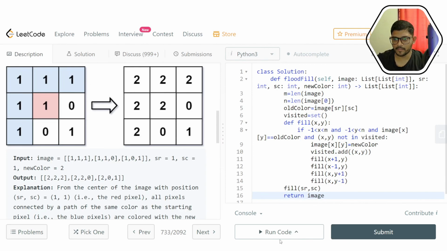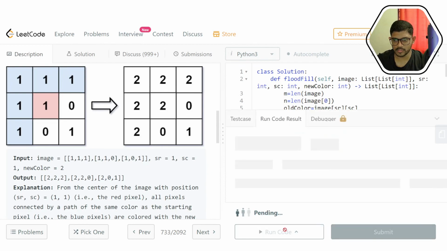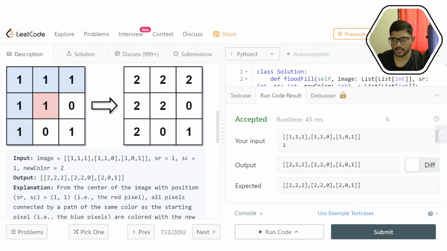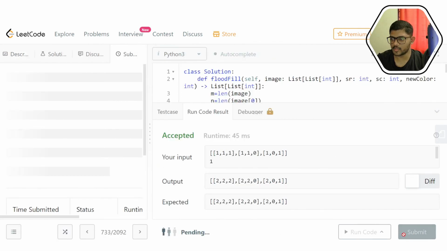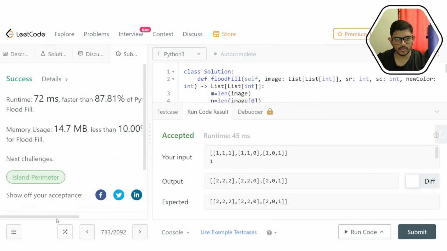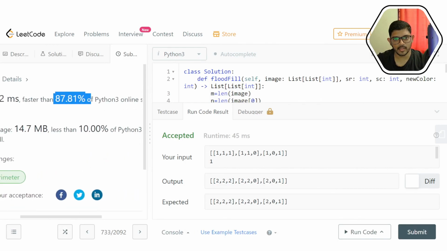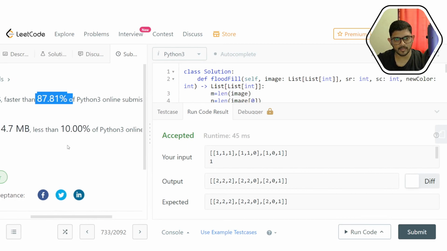So let's run our code to see how it performs. Okay, fine. One test case clear. So let's actually submit the code to see how it performs in all the test cases. Good, our solution is accepted, and our runtime is pretty decent, just that the memory usage is not very good. So we'll think about it later.